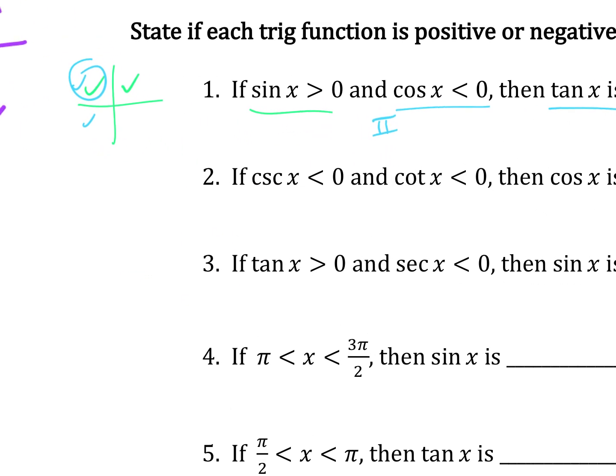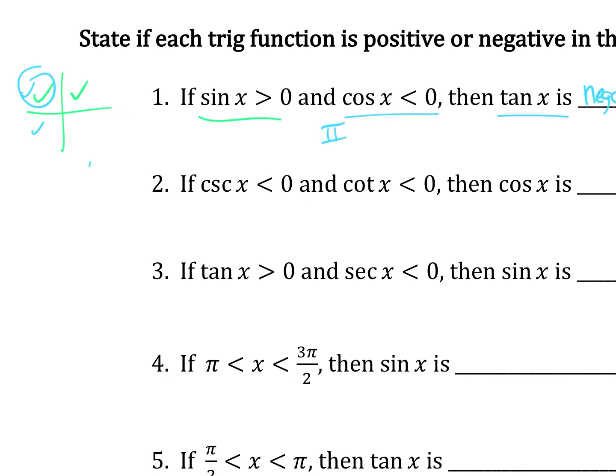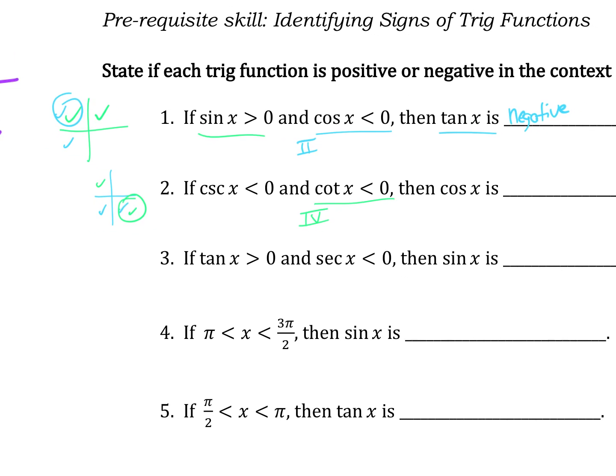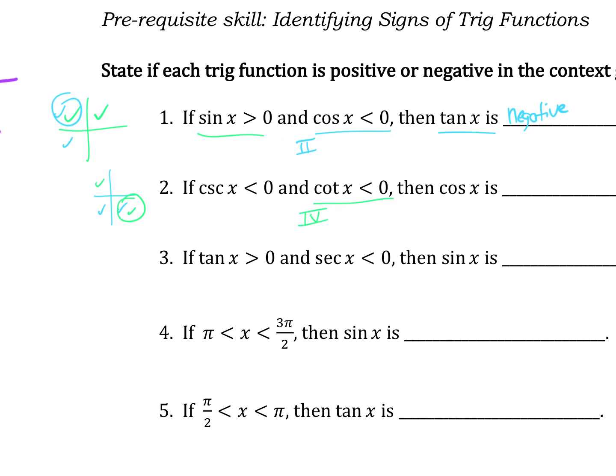Okay. All right, so the second one, cosecant is negative. That means sine is negative. So where is that? It can't be in the first two, so it's got to be 3 or 4. And then cotangent is negative. That's here or here. So we are talking quadrant 4. And the cosine value in quadrant 4 is what? Positive.